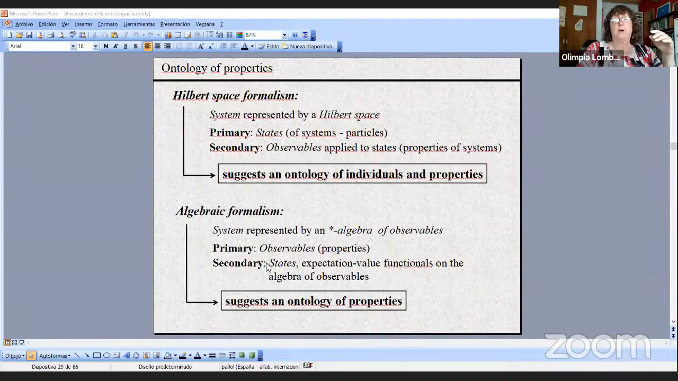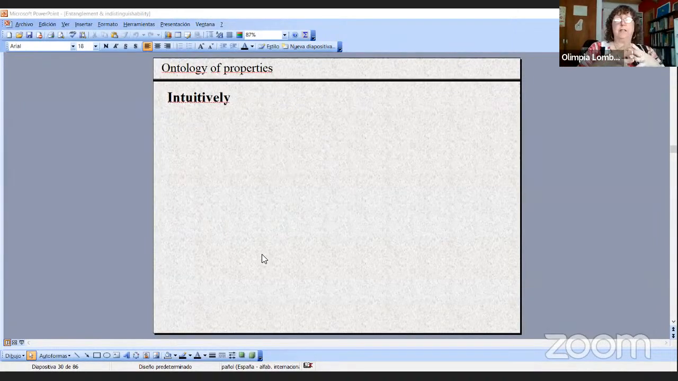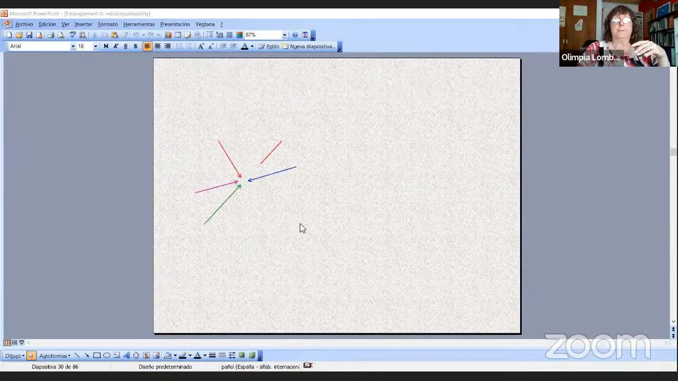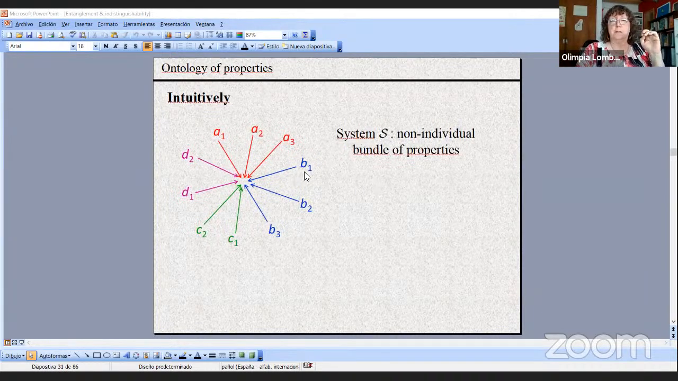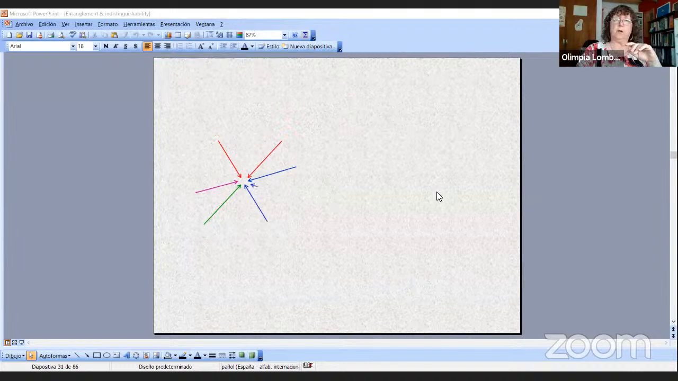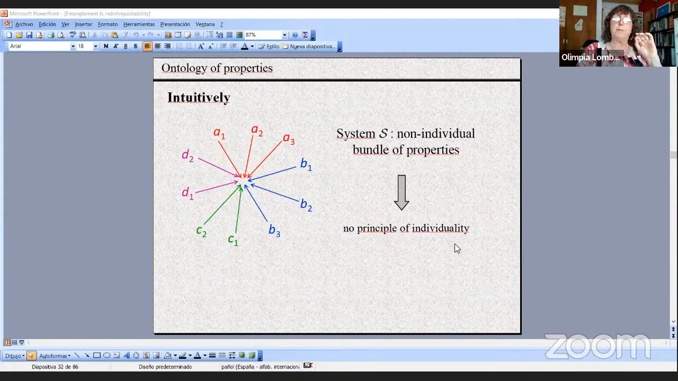So we are based on the algebraic formalism, and the idea is intuitively this one. Let us suppose that we have a system that is a non-individual bundle of properties. It's a bundle, but it's not like a traditional bundle theory where bundles form individuals, because if they were individuals, we would have the same problems as always in quantum mechanics with the concept of individuals. So these are bundles that are not individuals at all. They have no principle of individuality.